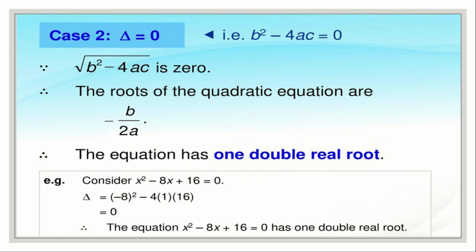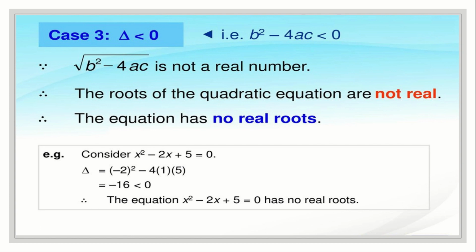Case 2 is when delta is equal to 0. That is, after solving, if b square minus 4ac is equal to 0, then the roots are said to be one double real root, or two equal real roots. So this is the nature of the roots when delta is equal to 0. Moving on to case 3, that is delta less than 0. When b square minus 4ac, after solving, we get a negative number, the value is less than 0, then the nature of the equation is said to be no real roots, that is imaginary roots or no real roots.